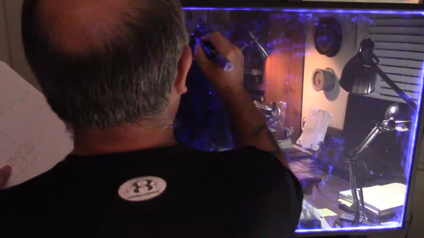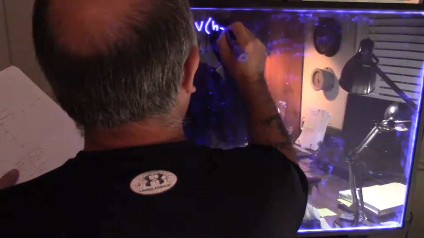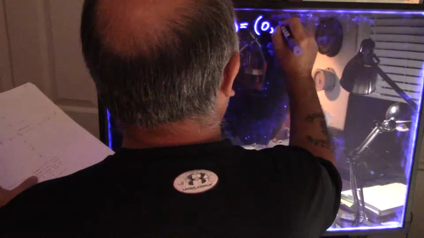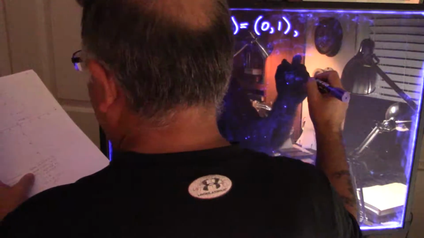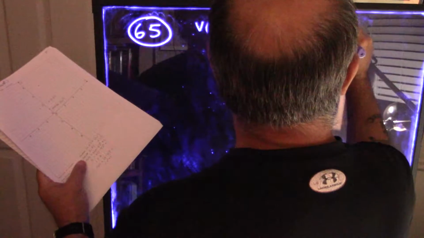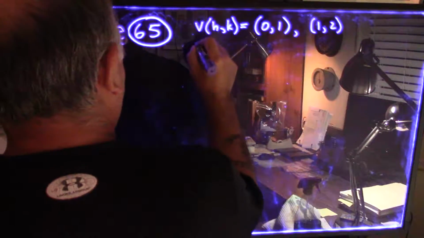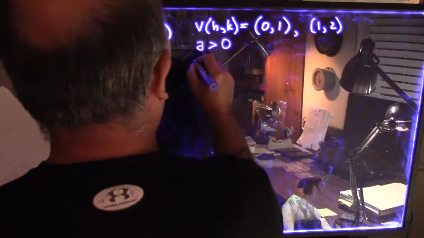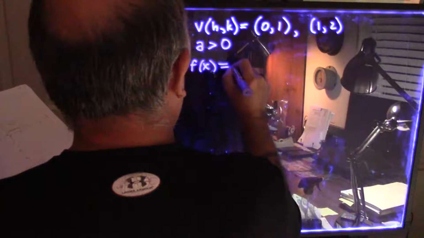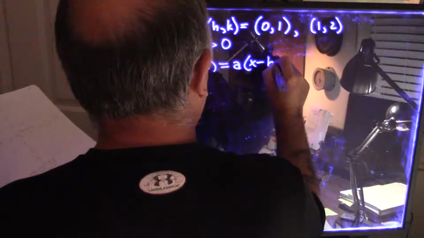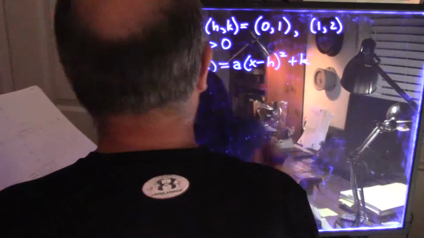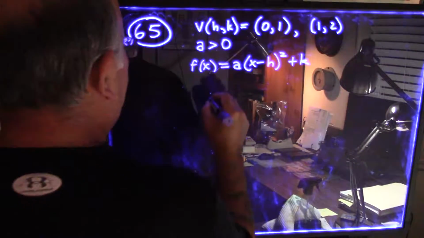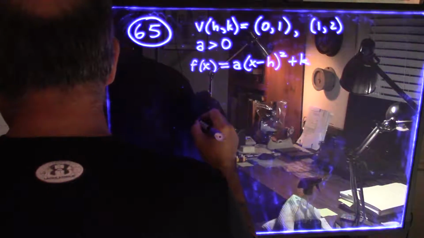So we've got the vertex, v of hk, is equal to 0, 1. And we have a point picked, 1, 2. And it's pretty clear, a is greater than 0. It obviously opens upward. So we have standard form f of x equals a times the quantity x minus h squared plus k. And so let y equal f of x, as we usually have been doing, and then let's plug in all the values that you have.